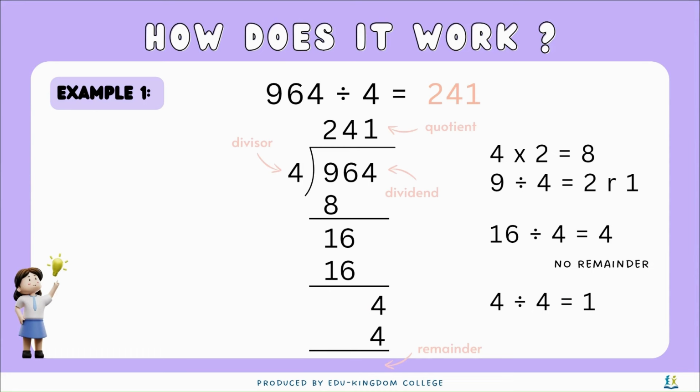We can clearly see that the dividend is inside of the bracket, the divisor is outside, the quotient or answer is on the top, and the remainder will be at the very bottom. But in this case, there is no remainder.